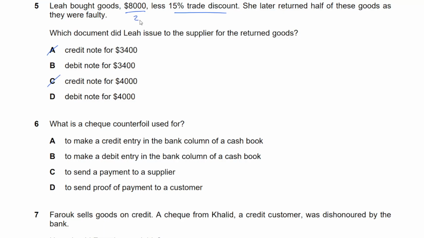Are we just going to take half of that, 4,000? No. There's the trade discount. So even when we return, the discount will be taken into consideration. There are multiple ways to solve this. One way is to first calculate how much she actually bought those goods for. Remove 15%. 8,000 times 15% is 1,200. 1,200 was the trade discount. So 6,800 is what she was invoiced with. Now divide that by 2 because half of that was returned. So that will be 3,400 debit note.